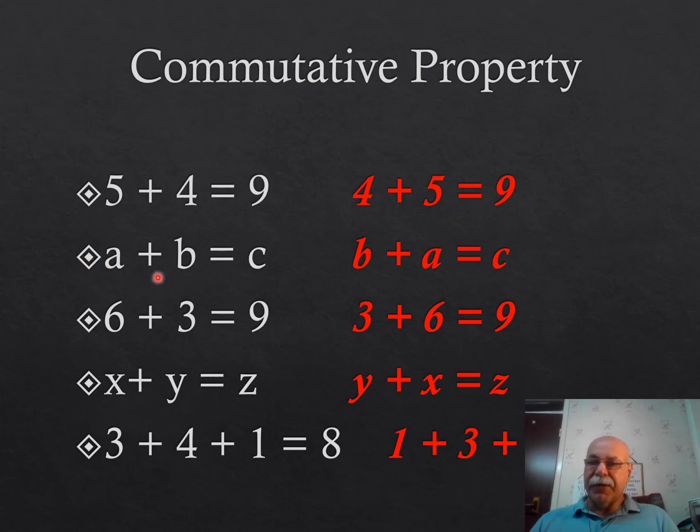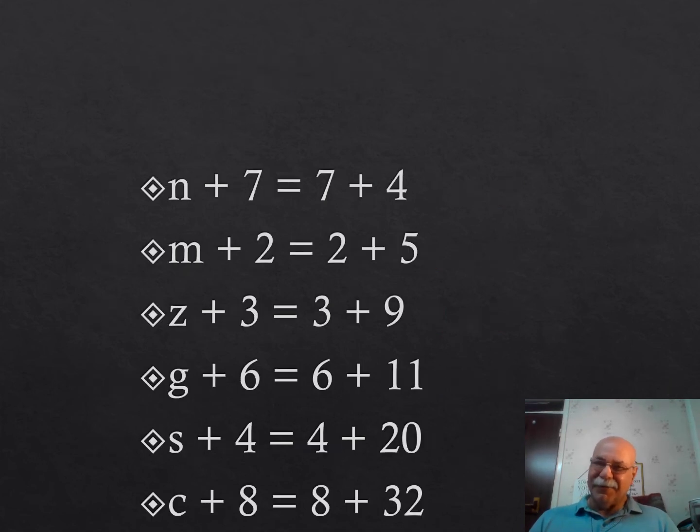A plus B equals C. That's why B plus A equals C. You see, same. 6 plus 3 equals 9. If I say 3 plus 6, also 9. X plus Y equals Z. Y plus X equals Z. Same. 3 plus 4 plus 1 equals 8. 3 plus 4 is 7, plus 1 is 8. That's why 1 plus 3 plus 4 equals 8. Sorry about this. This is my picture. Here.